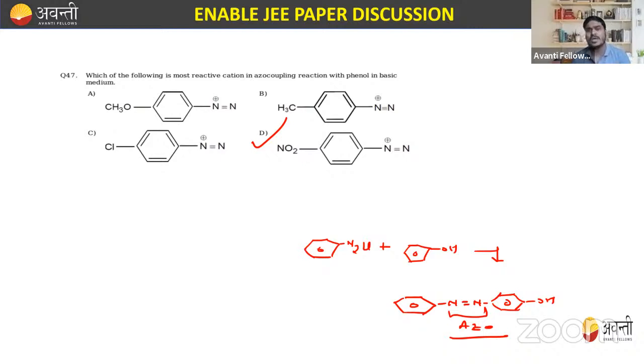And we know that in aromatic compounds, whenever an electron withdrawing group is attached to the benzene, it increases its stability. NO2 here is an electron withdrawing group, whereas the others, that is CH3 and Cl, donate electrons through resonance. So these are not electron withdrawing groups. Due to the presence of the electron withdrawing group NO2, this one is much more stable. So the most reactive cation in azo coupling reaction with phenol in basic medium is this one, that is NO2.